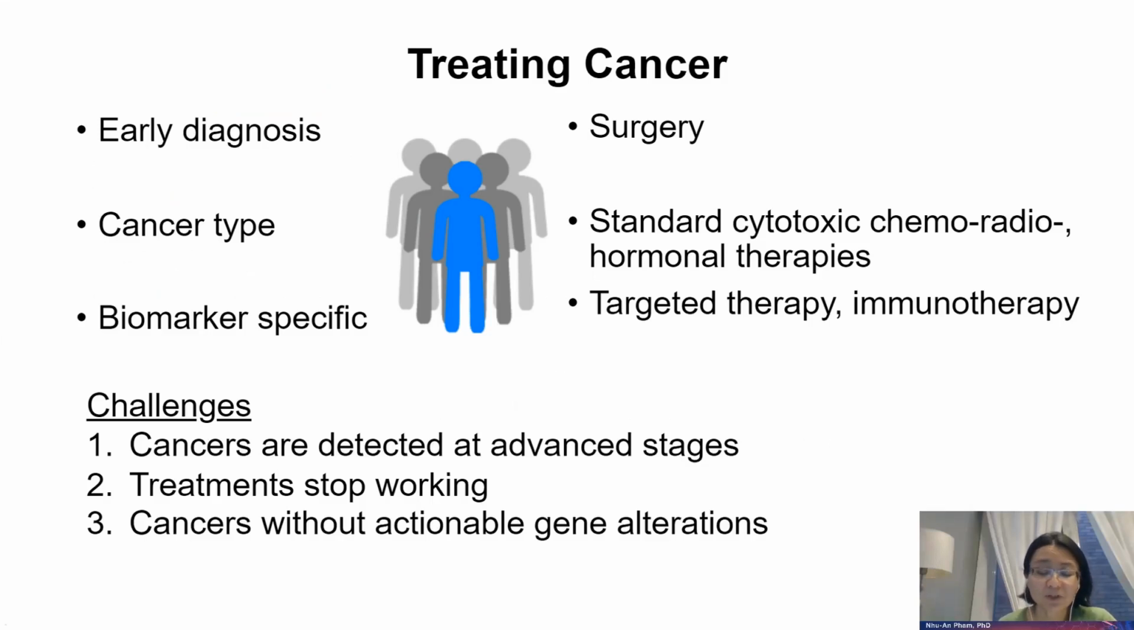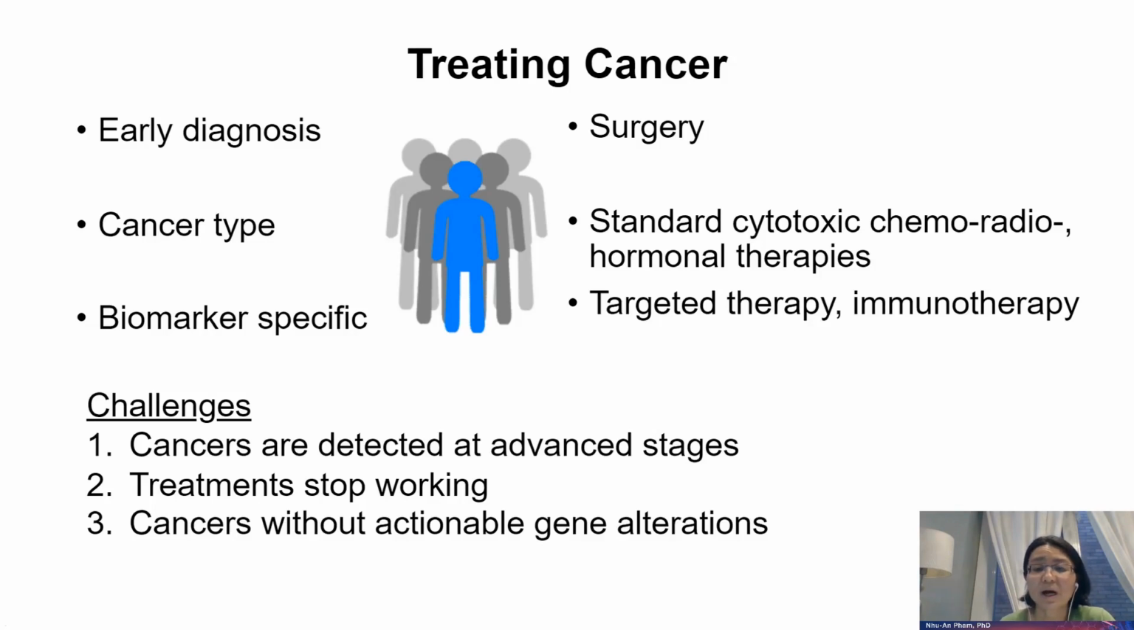As you know, in cancer treatment, the most curative treatment is surgery if the cancer is diagnosed at an early stage. But for most cancer types, depending on cancer type, there are various systemic standard cytotoxic chemotherapy and radiotherapy. And also there are cancer biomarker specific therapies. We call them targeted therapies, and also immunotherapies.